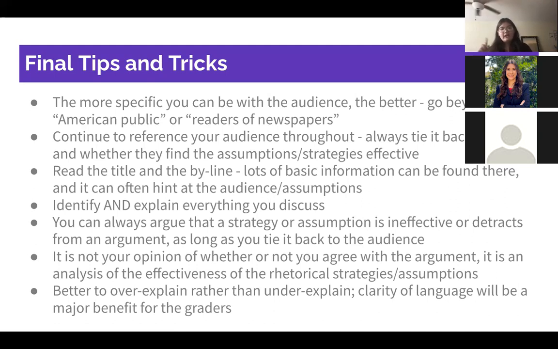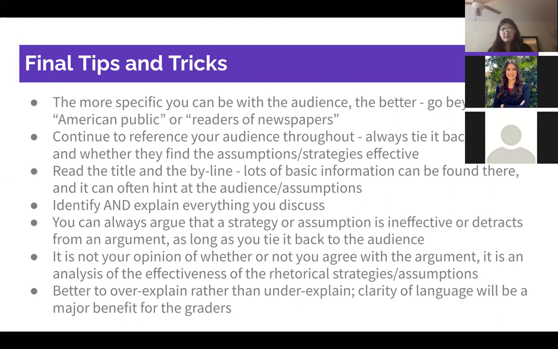Don't forget to identify and explain everything you discuss. Don't just identify things. It's not enough to say one strategy they use is allusions, and this is effective because. Don't just say that's allusions and then skip onto effectiveness. Make sure you explain how you know that it's an allusion. Cite specific evidence from the text. As I mentioned earlier, you can always argue that a strategy is ineffective or detracts from the argument, as long as you have the proof to back it up, as long as you can cite the text and give specific evidence to prove why it would be ineffective.